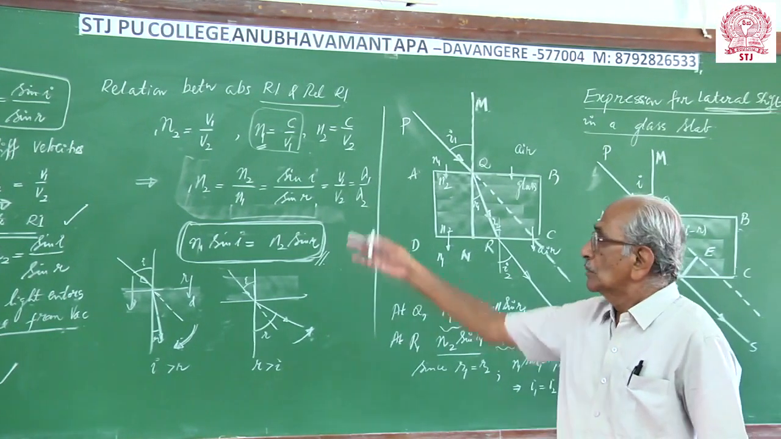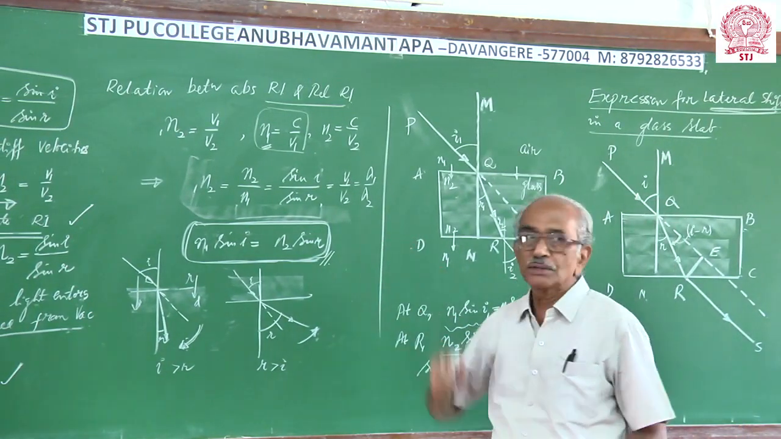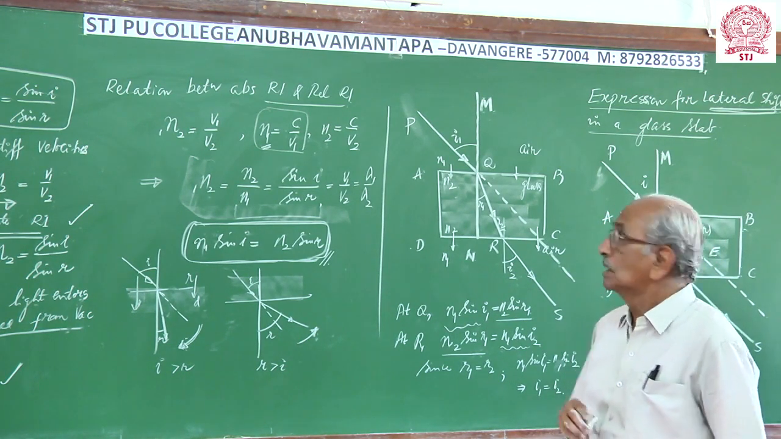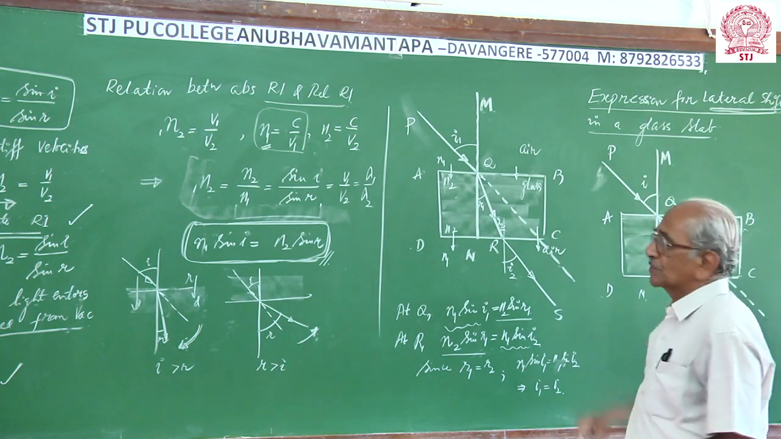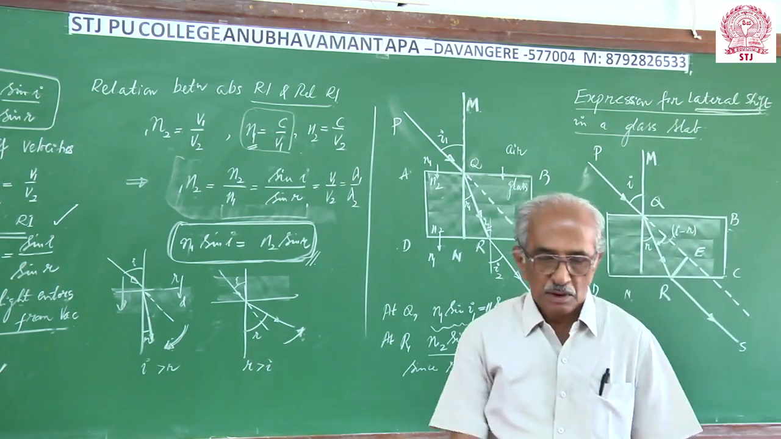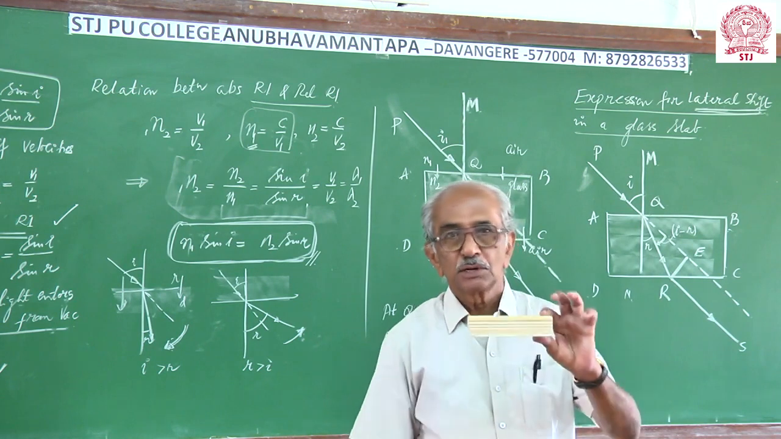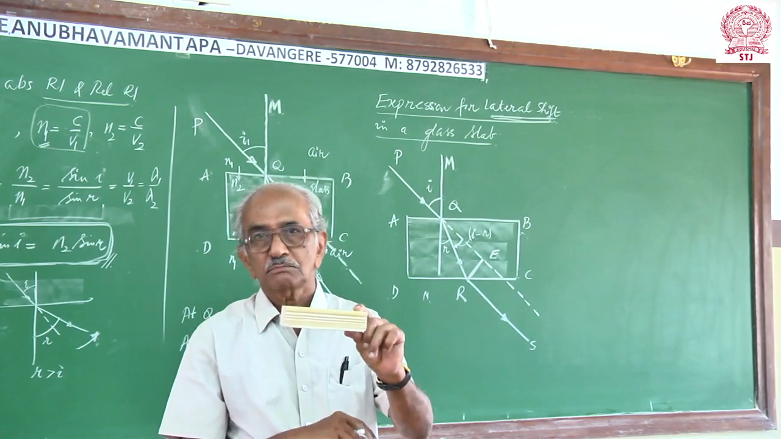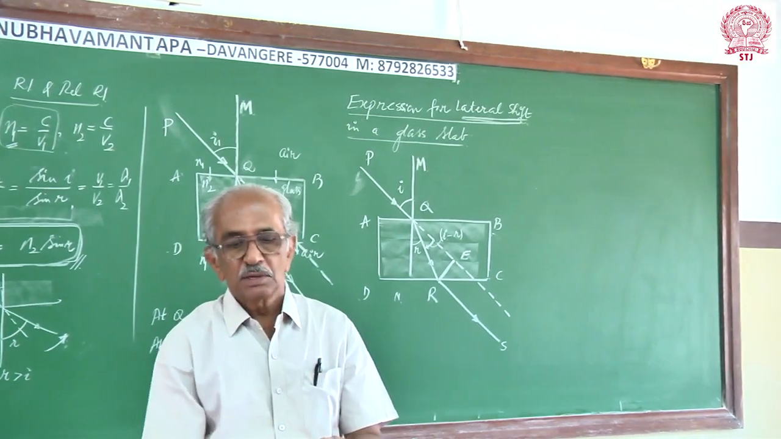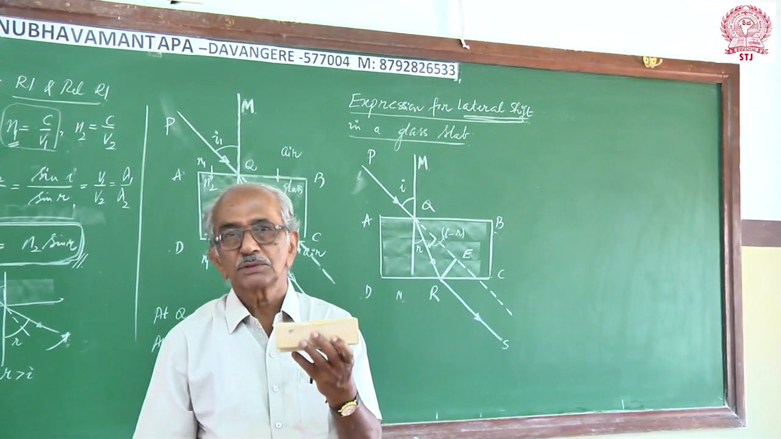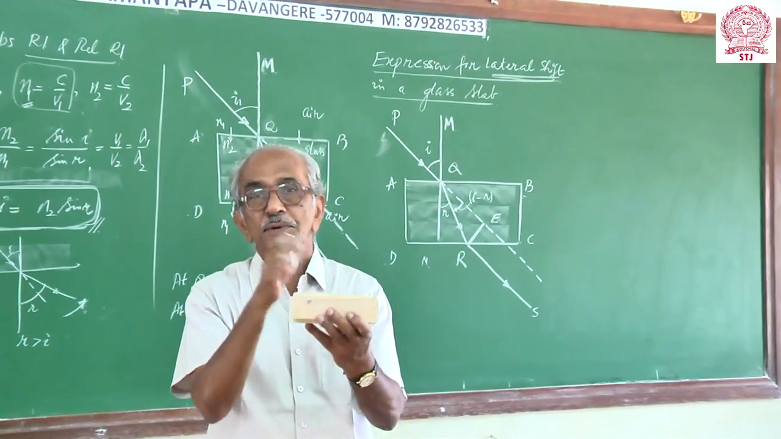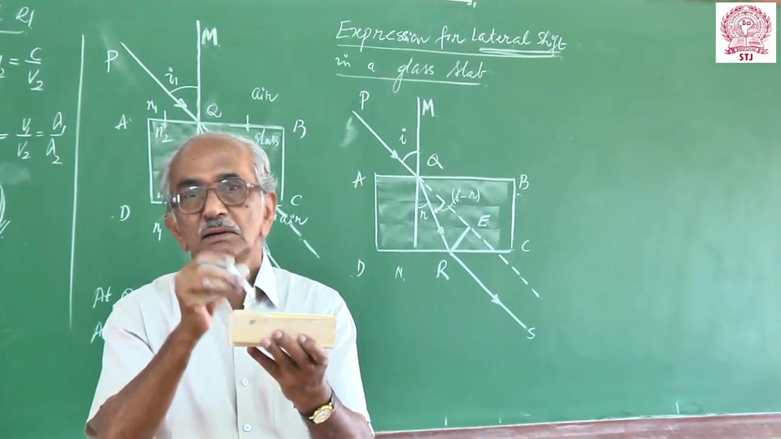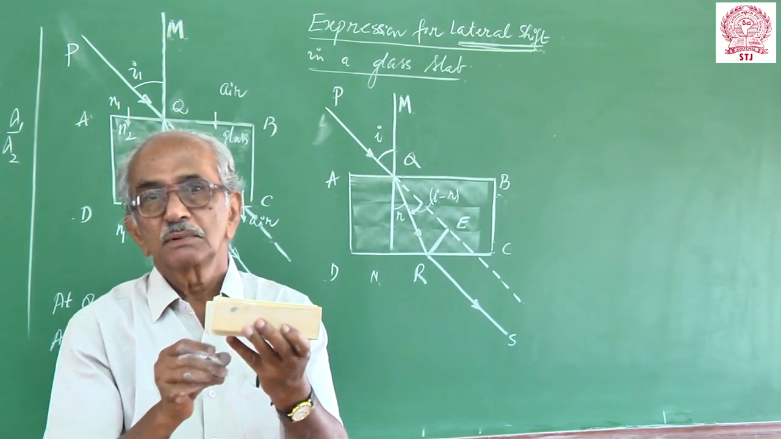Now, today, making use of these ideas, we will derive an expression for the lateral shift produced by a glass slab. Now remember, this can be considered to be a slab, like a wooden slab. Opposite sides are parallel. Imagine a slab like this. This is a plane surface, this is a parallel plane surface. Now, light enters here and goes into, let us say, a glass slab, and comes out of it.